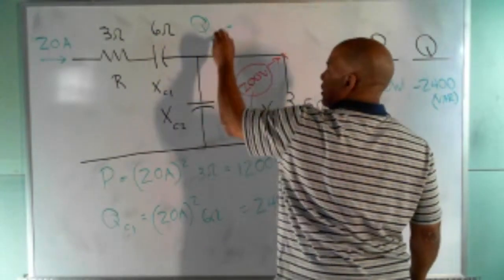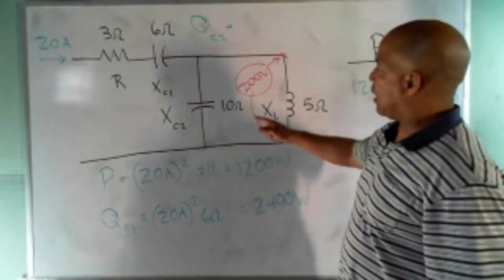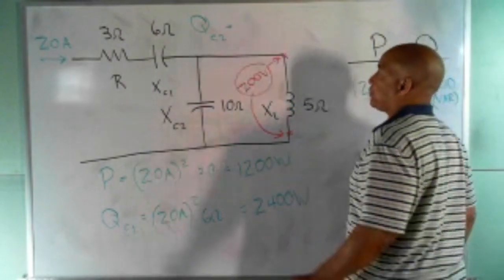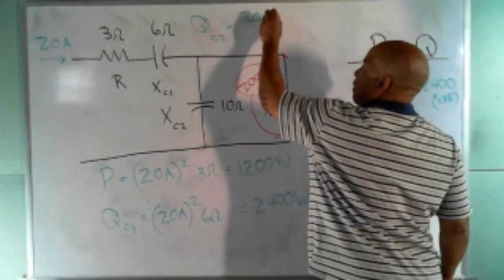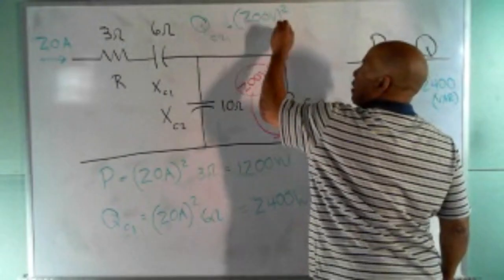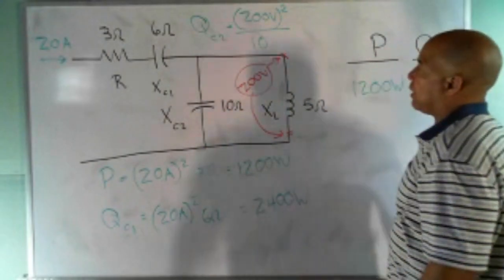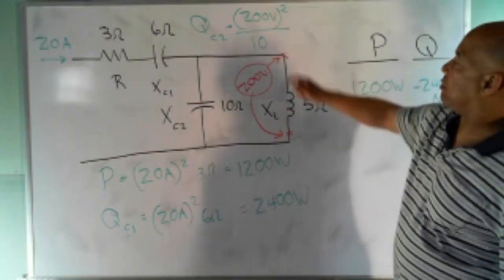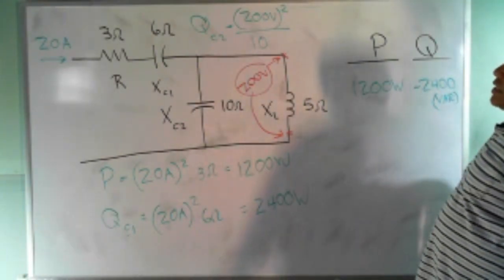QC2. Now I'll switch from using this form of Ohm's law to V squared over X. So I got 200 volts squared over 10. I'm leaving the units off now because I'm getting lazy. And you tell me what this is. I don't want to think about that right now. 200 squared divided by 10 is what?